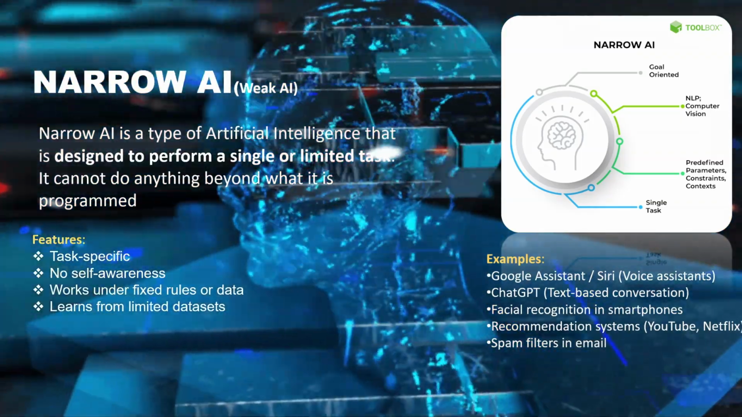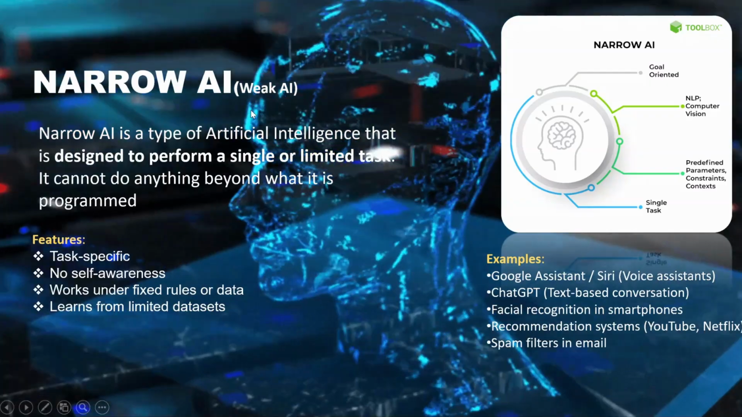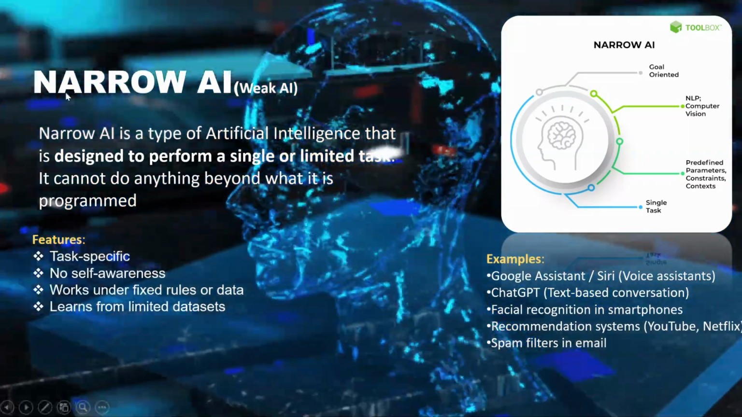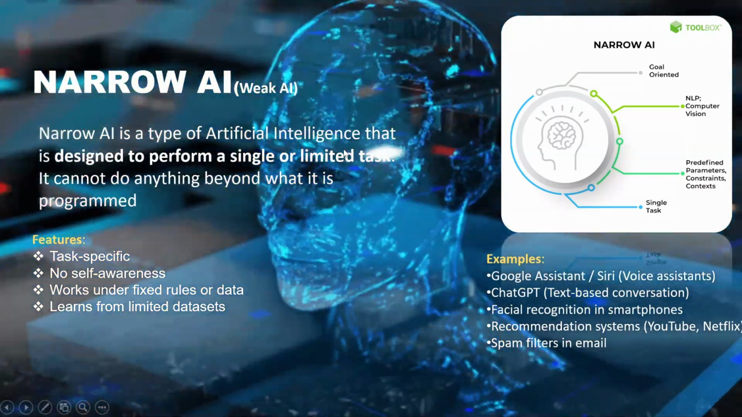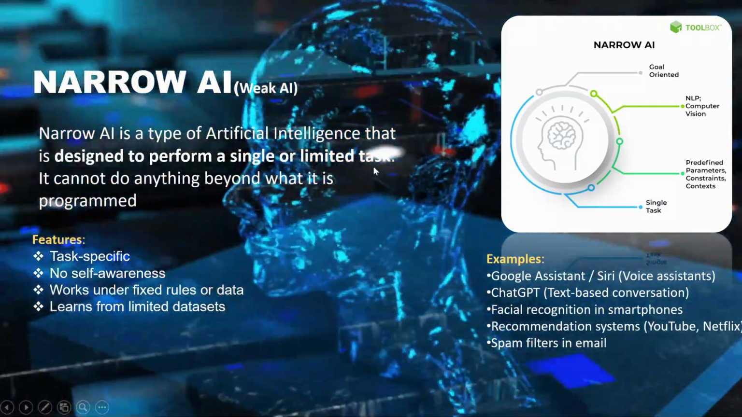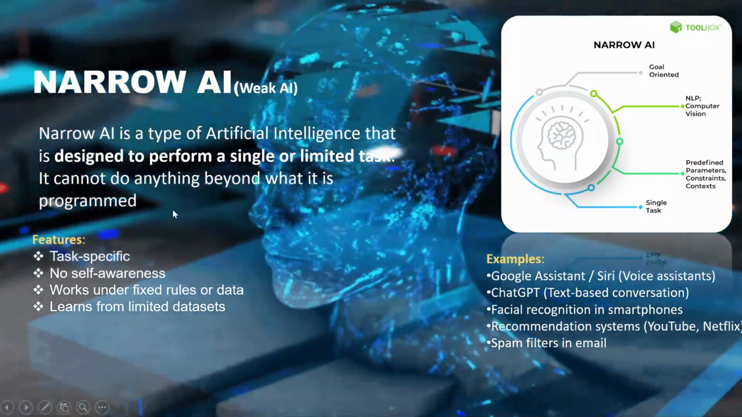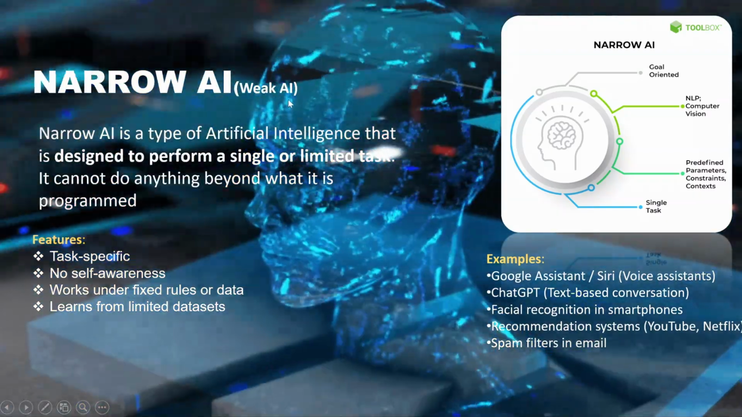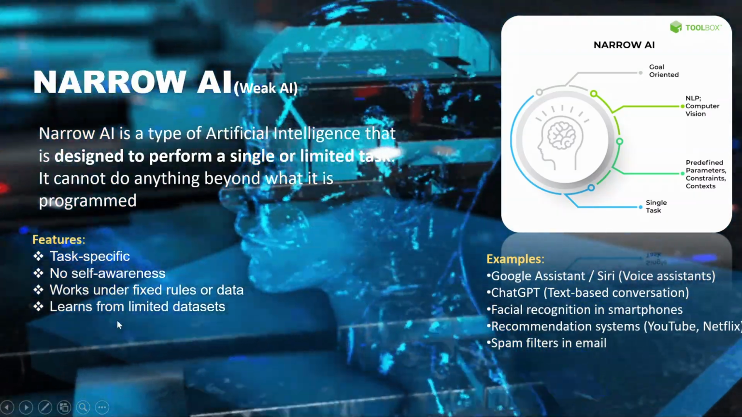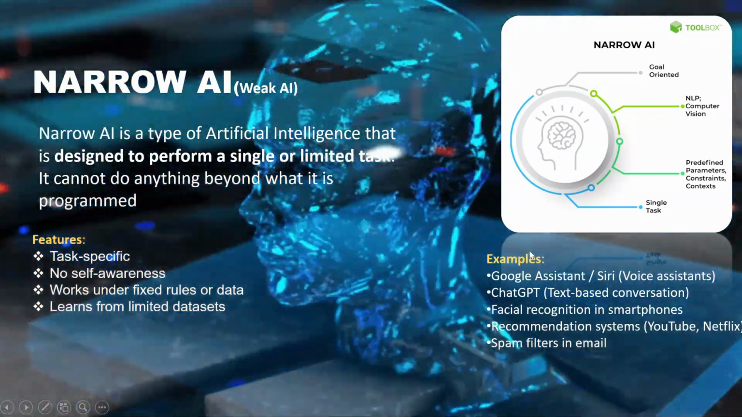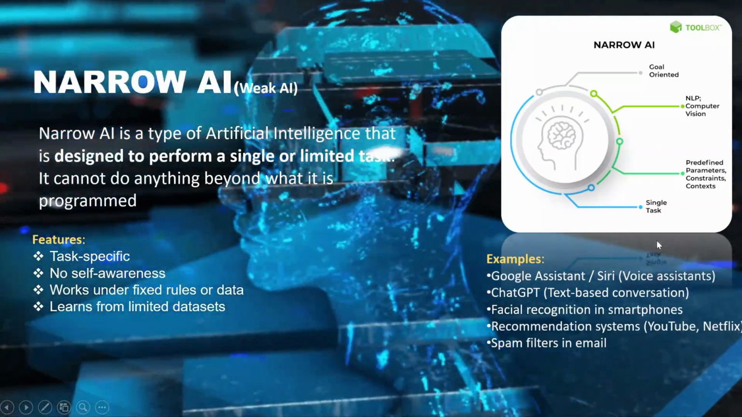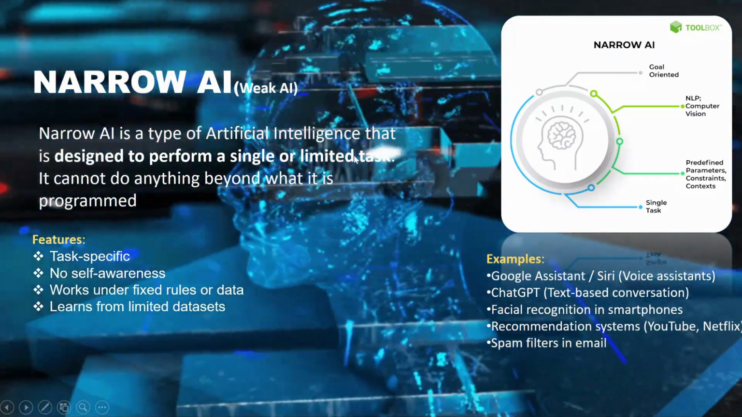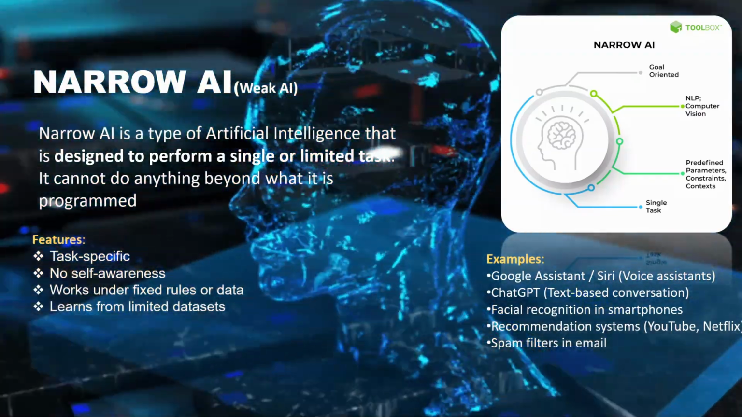So the narrow AI is a weak AI. Why is it weak? Because it performs only a single task. Narrow AI is a type of artificial intelligence designed to perform a single, limited task and cannot do anything beyond what it is programmed for. It is task specific, with no self-awareness. It works under fixed rules and data and learns from limited data sets. It is only single-task, goal oriented, so we call it weak AI.